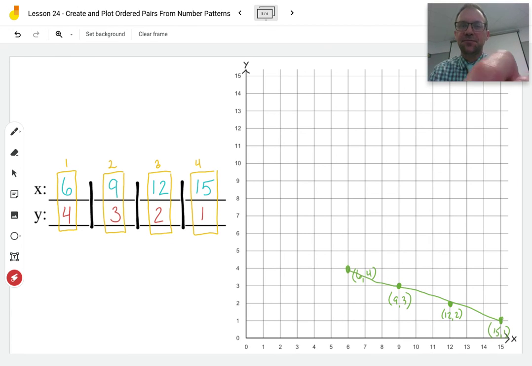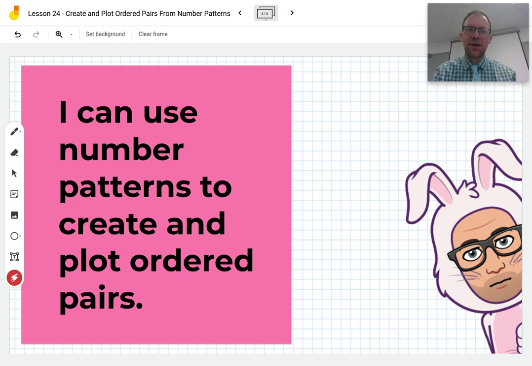Okay, today we have used number patterns to create ordered pairs and then plot them on a coordinate grid. Let me know if you need help. Let's get to work.